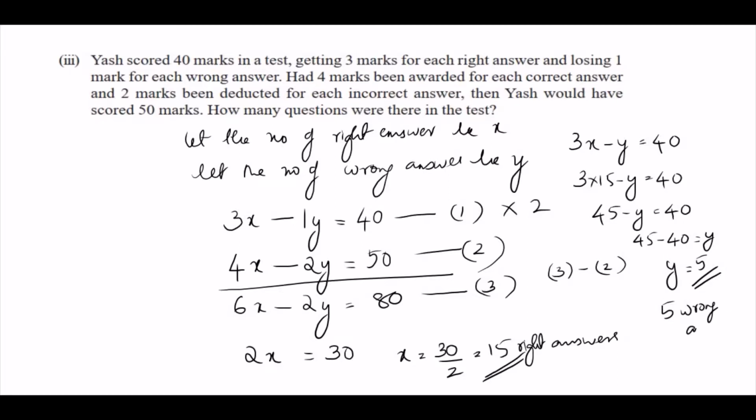We have taken x as the number of right answers and y as the number of wrong answers. So he got 5 wrong answers and 15 right answers. So the total number of questions in the test is 15 plus 5, that is 20 questions were there. And out of the 20 questions, Yash got 15 right answers and 5 wrong answers.